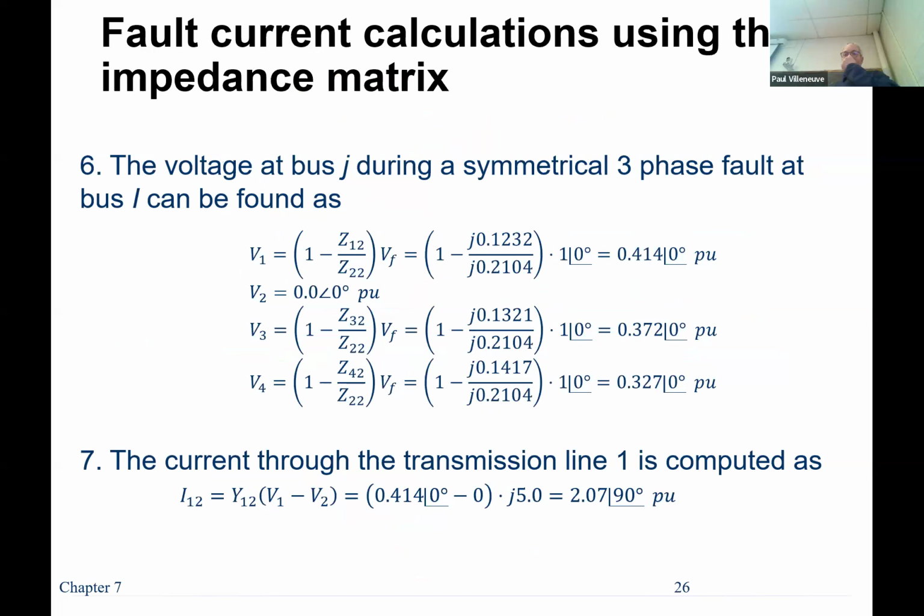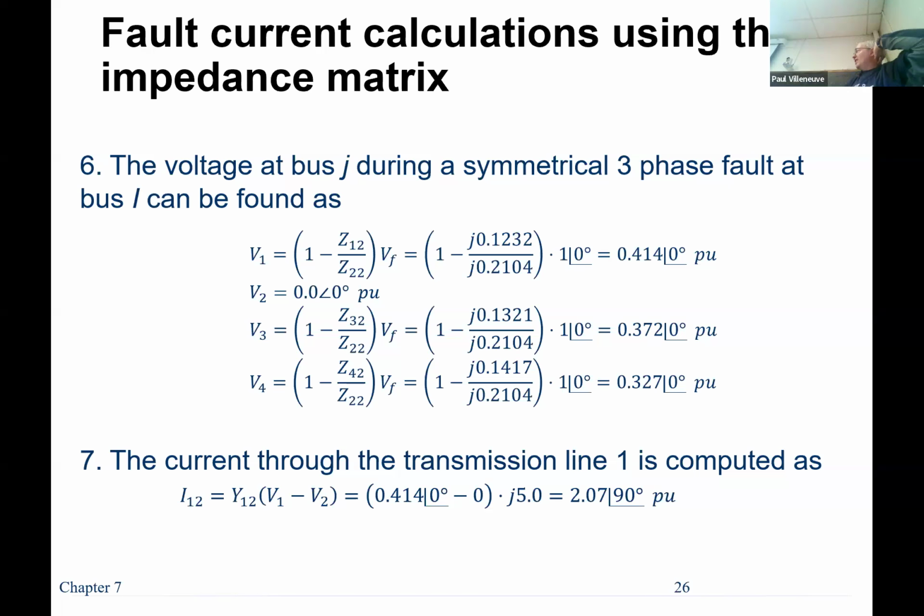All right, so now we just update our voltages, our pre-fault voltages, and we're all 1 at an angle 0. And then look after the fault. The current is really high flowing through the system. That means we get voltage drops in our system. So it went from 1 to 0.414, 0.372, 0.327.